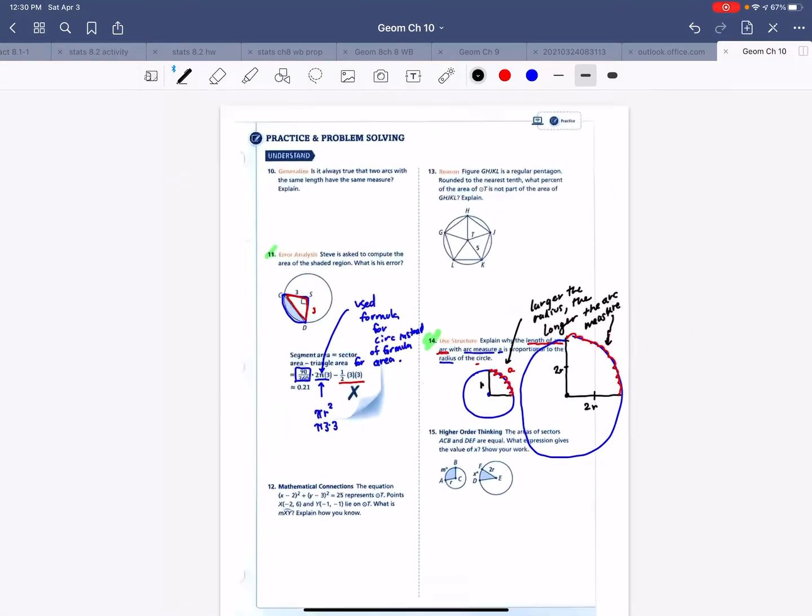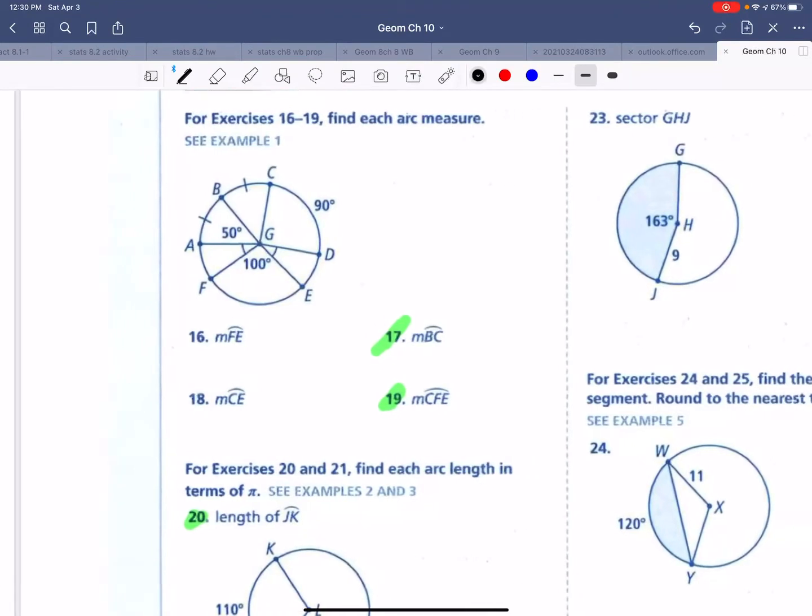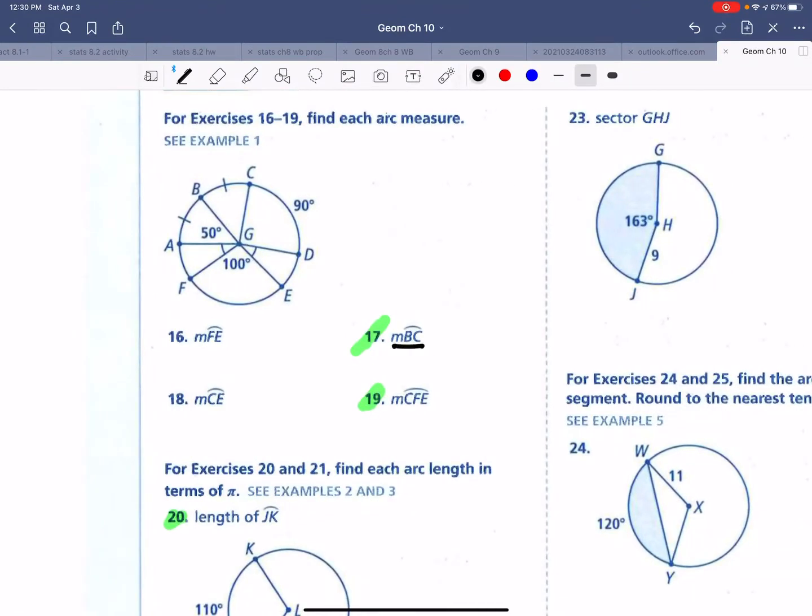Okay, that's nice. Okay, what do we got here? It says, what's the measure of BC? Find each arc measure. So BC, they put a tick mark here, and they said this one is 50 degrees. So if this one's 50 degrees, then this one would have to be 50 degrees. What about 19? What's the measure of CFE? So C, go through F to get to E. Stop at E.